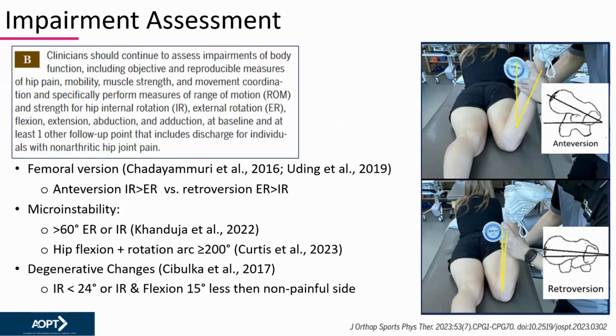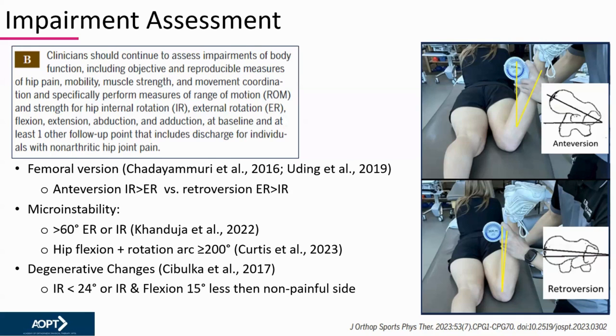function. This includes reproducible measures for mobility, muscle strength, and movement coordination, specifically performing measurements for range of motion of internal and external rotation, flexion, extension, abduction, adduction. Again, not just an initial evaluation exam, not just an initial assessment, but also follow-up assessment to know if we are making improvement and to guide our intervention changes.